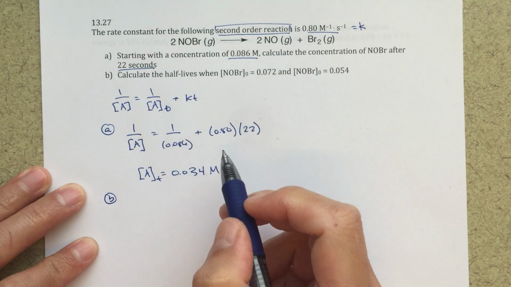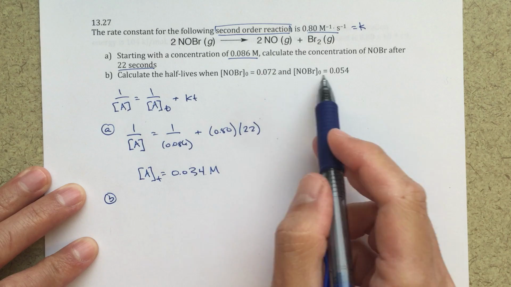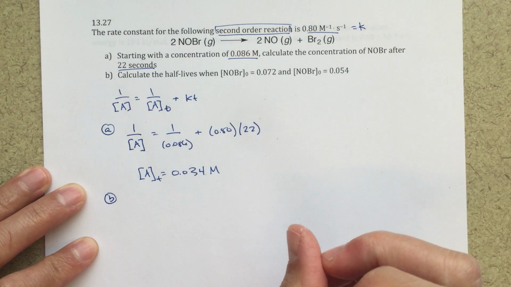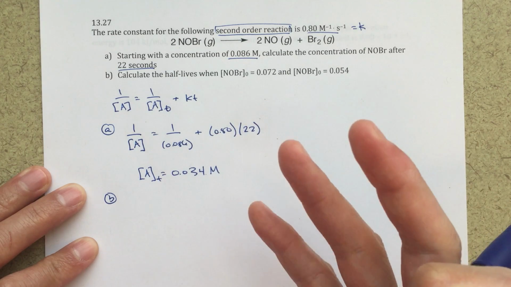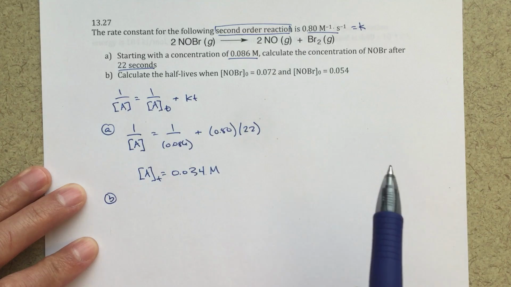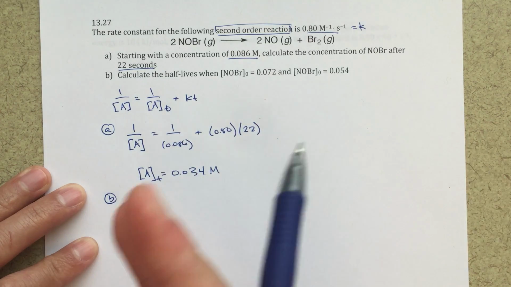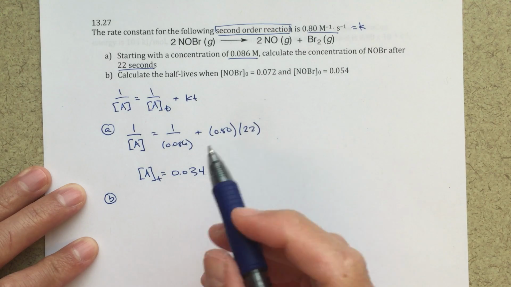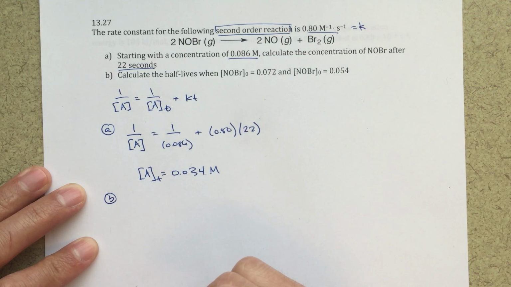For B, it says calculate the half-lives when I've got two different starting concentrations. Now, since this is a second order problem, the half-lives are going to be different based off of how much concentration you start with. In first order, like we saw in the first problem, it's going to be the same. Every half-life is going to be the same. But for a second order problem, it's going to be different. It's going to be a different half-life depending on how much we start with.